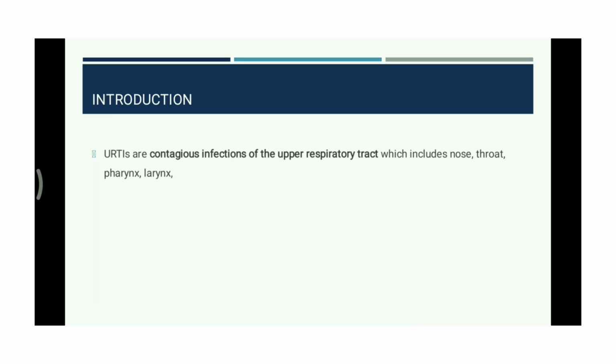Let's begin with the introduction. So, upper respiratory tract infections are contagious infections of the upper respiratory tract, which include the nose, throat, pharynx and larynx. As through the diagram we studied, the nose, throat, pharynx and larynx are basically involved in the infection.